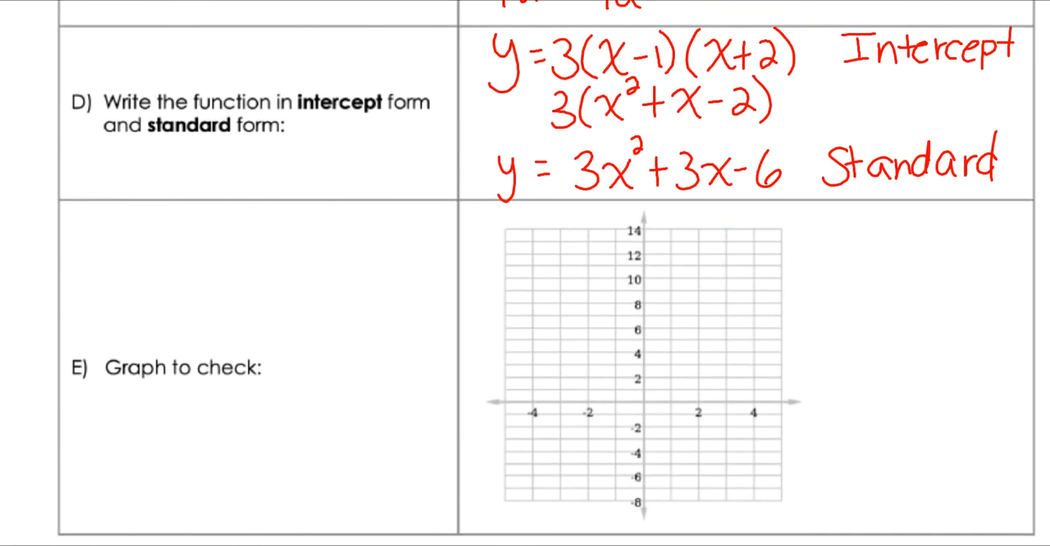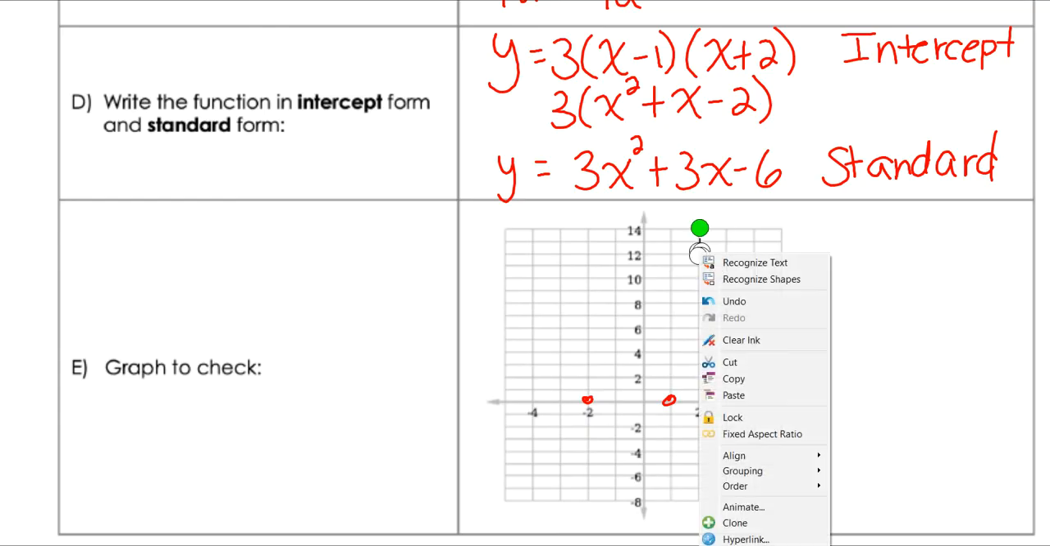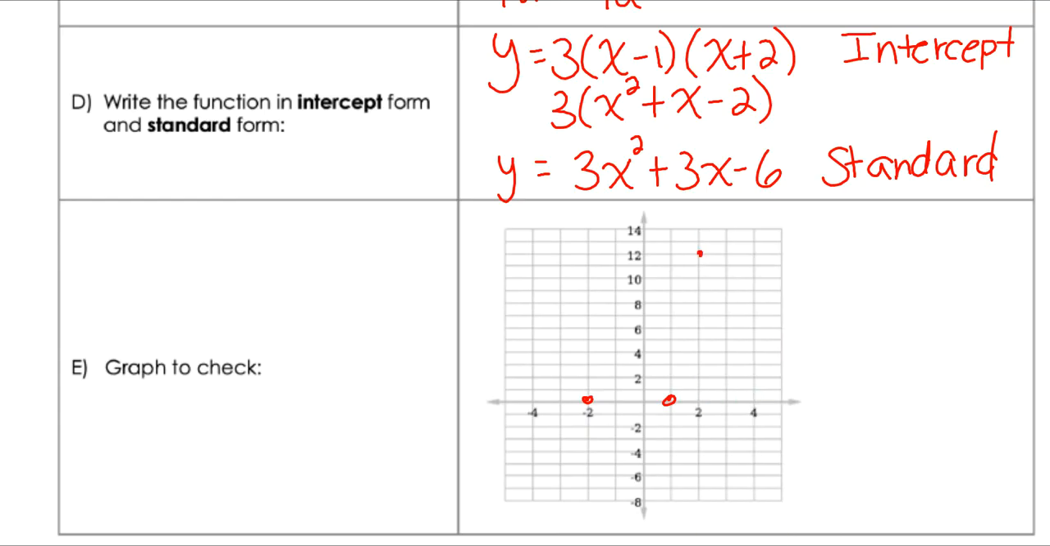And then lastly, you can graph your 2 forms to double check. We want to make sure that we end up with those x-intercepts at -2 and +1. We want to make sure that when we graph it, it goes through the point 2, 12. So again, you're going to graph it on the calculator to check these things. And we're going to make sure that it makes that nice parabola shape that's going on here. So you're going to graph it and make sure it actually hits those 3 points.